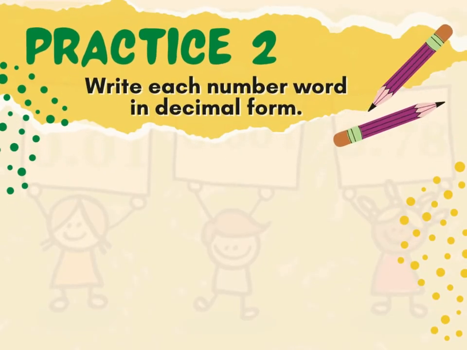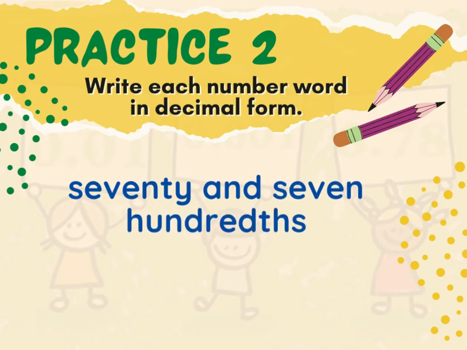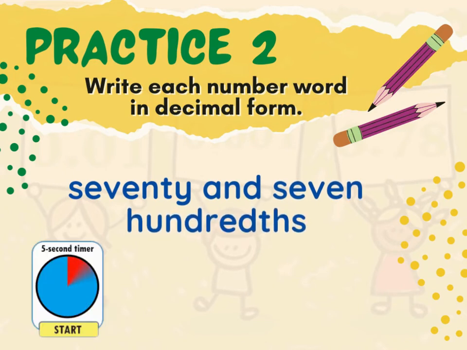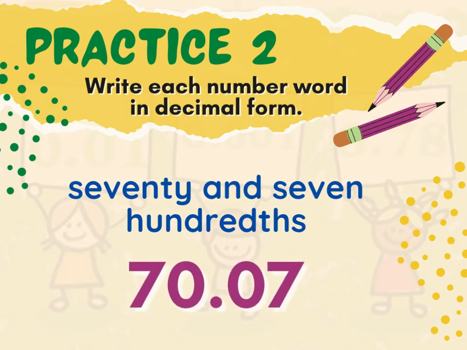To check your understanding, let us have this another practice activity. Write each number word in decimal or in standard form. How is 70 and 7/100ths written in decimals? Great! It is 70.07.